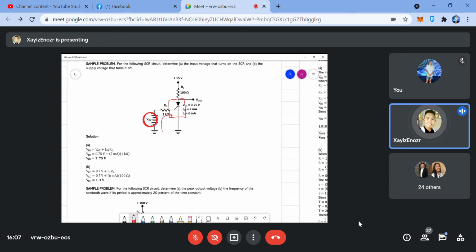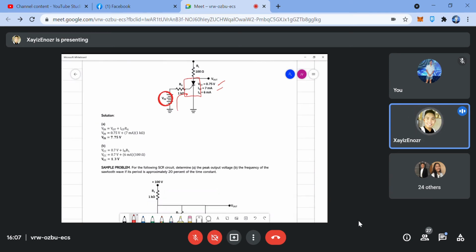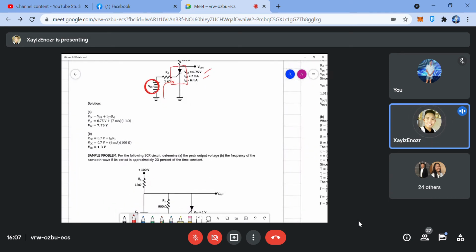Okay? So given na yung gate threshold voltage kasi nasa specs naman yan, then we have IGT 7 milliamperes. So therefore, ang Vin would be VGT plus IGT times RG. Yung RG is kung meron bang any resistance na nasa gate, which is 1 kilo ohms here. So we have 0.75 volts plus 7 milliamperes multiplied by 1 kilo ohms. That will be 7.75 volts. So yung input na to, ito yung kailangan para ma-turn on mo si SCR.